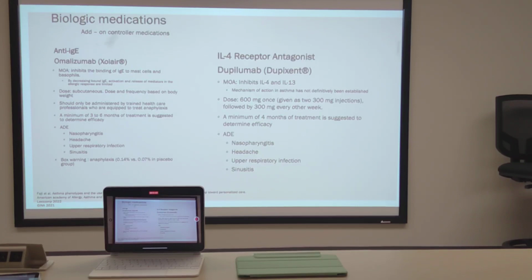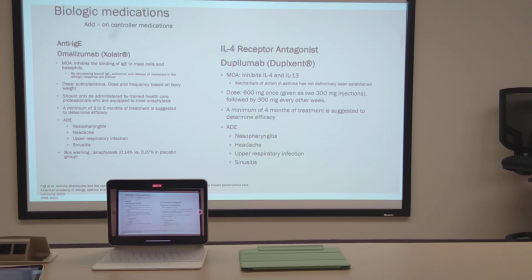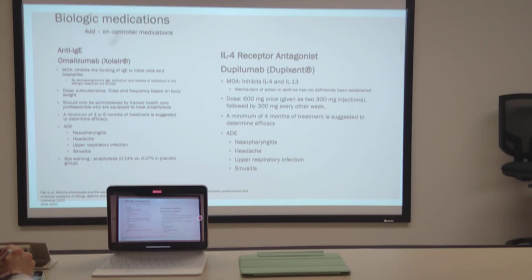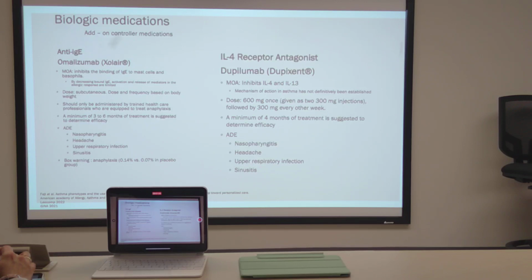So anti-IgE, Xolair. This basically inhibits the binding of IgE to your mast cells and basophils. Again, this is given subcutaneously, and the dosing is based off of your body weight. I didn't list an actual dosing on there, but usually a minimum of 3 to 6 months of treatment is suggested in order to determine its efficacy. It does have, of course, some side effects: nasopharyngitis, headache, upper respiratory infection, and sinus inflammation.